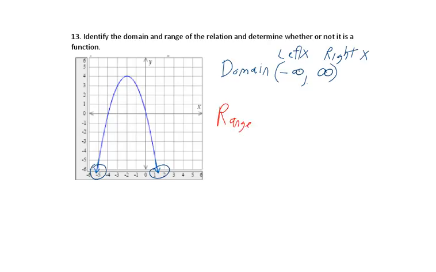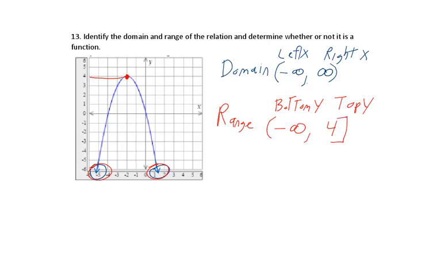As for range, this means bottom y to top y. So the bottom are the two arrows. It doesn't matter which one you look at. And what's happening is that these are going down forever. So that means negative infinity. But the top is right here, and that has a y value of 4. So the highest, or the top, is at 4. Hence negative infinity to 4.